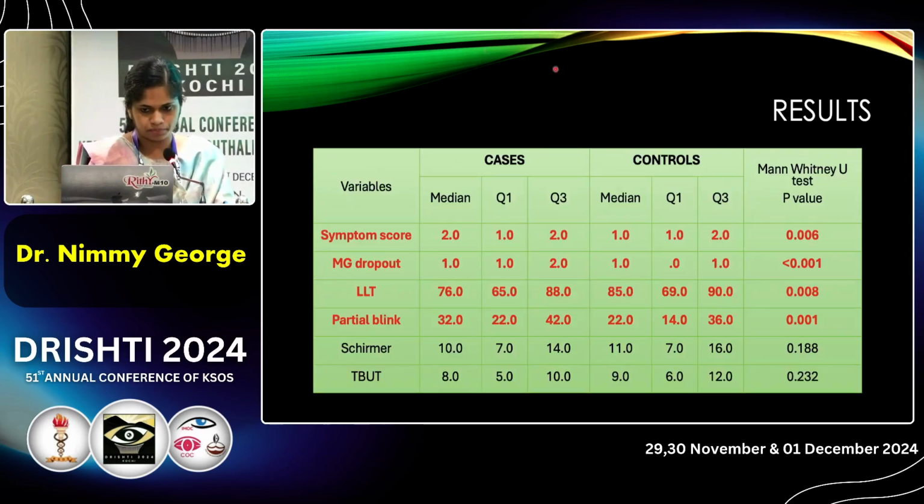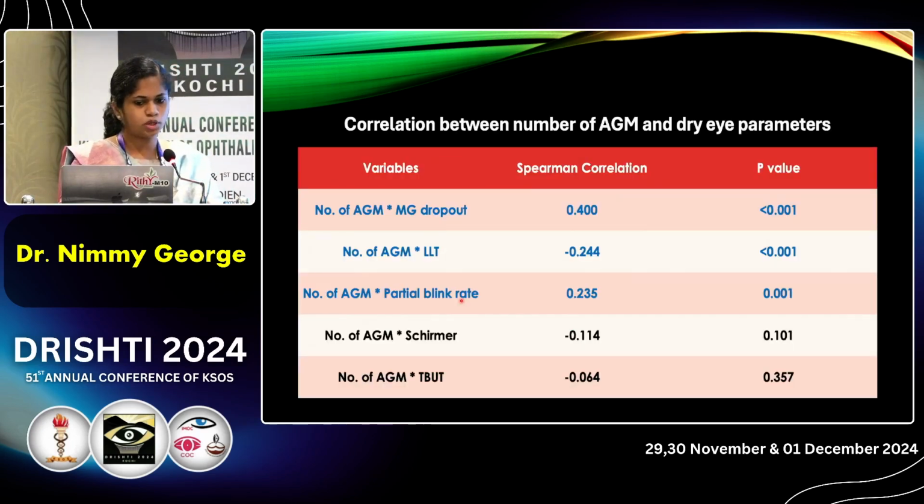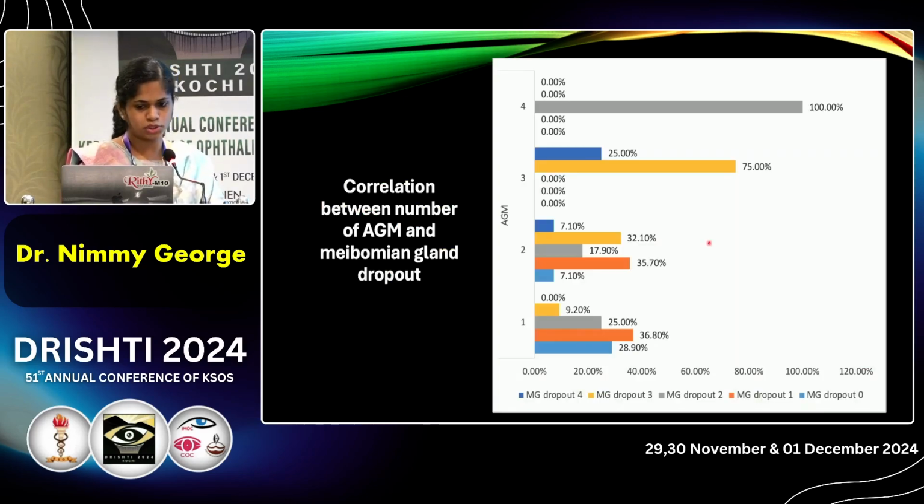Compared to controls, the cases, that is the eyes on anti-glaucoma medications, had an increased symptom score, increased MG dropout, reduced lipid layer thickness, and increased partial blink rate, all of which indicate more dry eye in eyes on anti-glaucoma medications. And all these were statistically significant too. Looking at the correlation between the number of AGM and dry eye parameters, I could see that with an increasing number of AGM, there was increasing MG dropout, reduced LLT, and increased partial blink rate. This is a bar diagram showing the same.